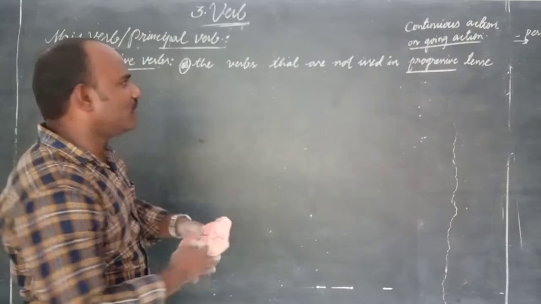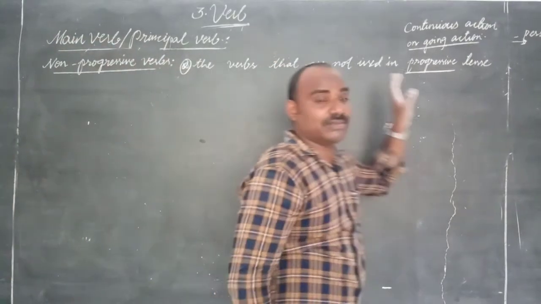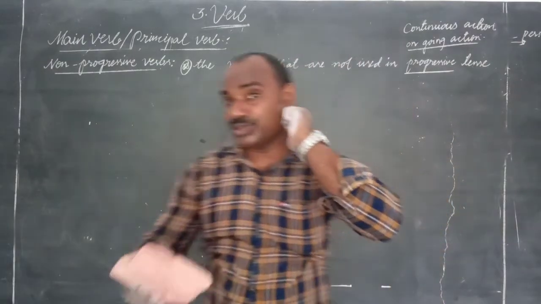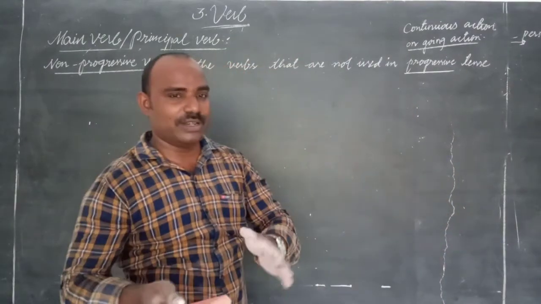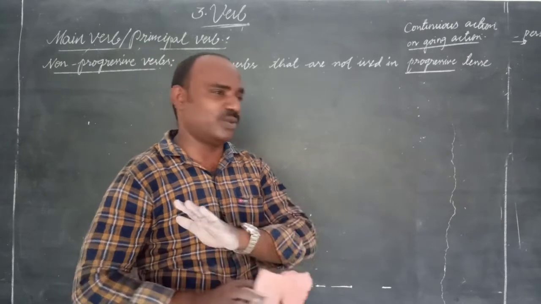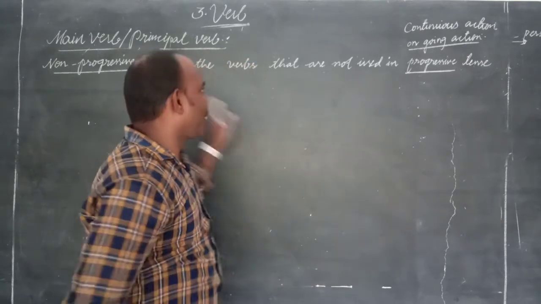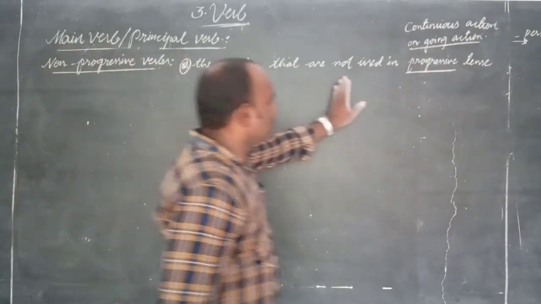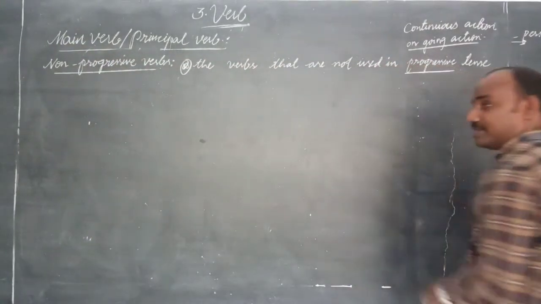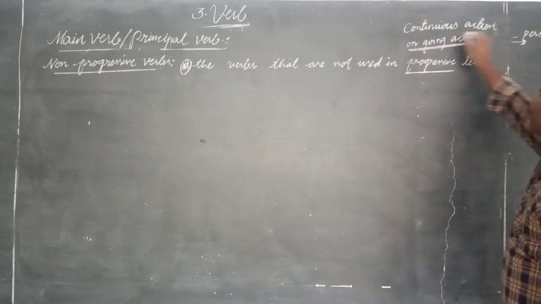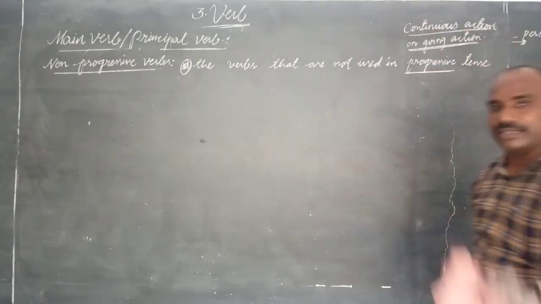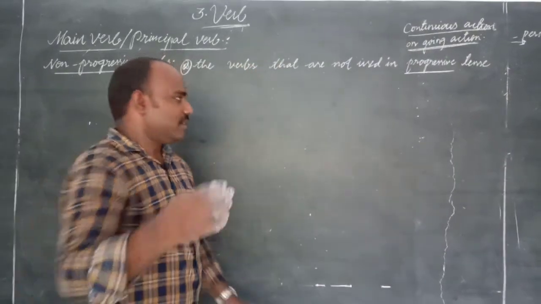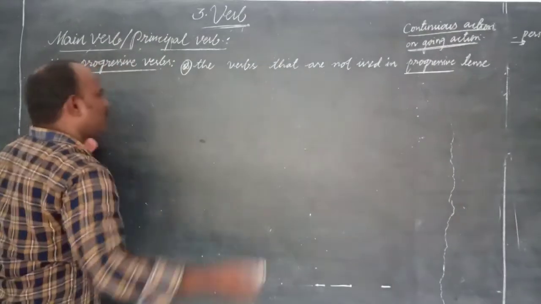Remaining verbs means the verbs that are used in progressive tense are called progressive. You should know. You need not specifically learn what the progressive verbs are. No need. But you must know what the non-progressive verbs are, the verbs that are not used in progressive tense. Progressive tense means here ongoing action or continuous action. They are called non-progressive. You should know. We have so many verbs. A list of verbs is there.